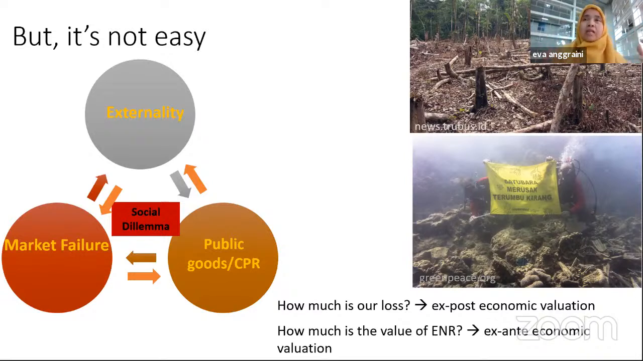There are several types of goods, and natural resources and the environment mainly sit in the quadrant of public goods or common pool resources. In such situations, people dare to pollute the environment. They don't feel the responsibility to keep the environment clean because it is the easiest way to release emissions or waste without any cost.